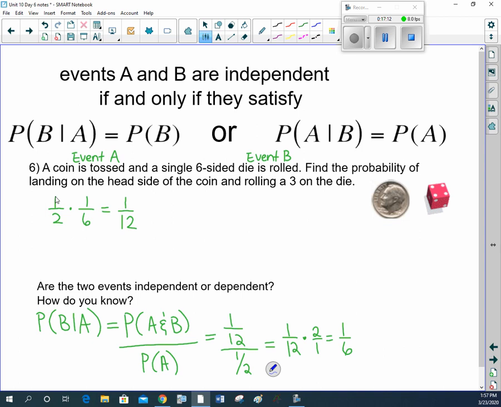Remember, if this is true, then the other half of our independence statement is that the probability of B given A equals the probability of event B. It has to be the same. We did this side right here, and we got 1/6. What's the probability of event B? Well, event B is rolling a die, getting the 3 on the die. That probability is 1/6. Are they equal? Yes. So are they independent? Yes. Did we prove that? Yes. We kind of thought they were before we started, but we just went ahead and proved that.